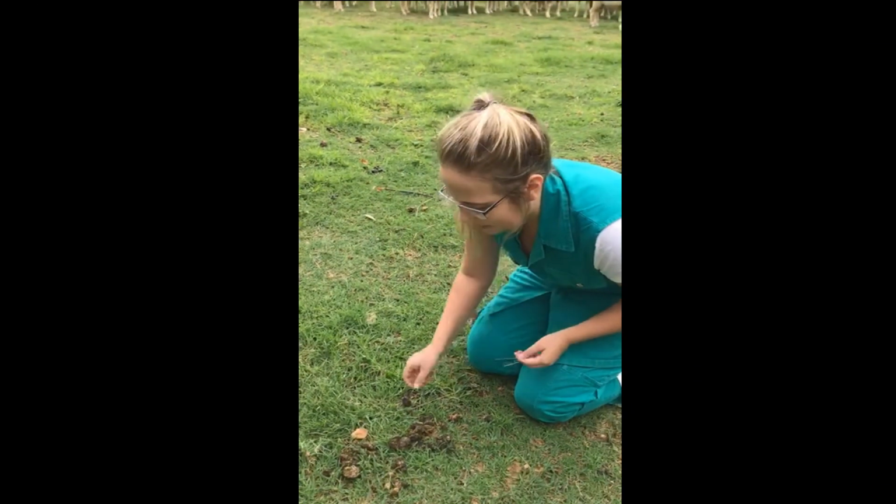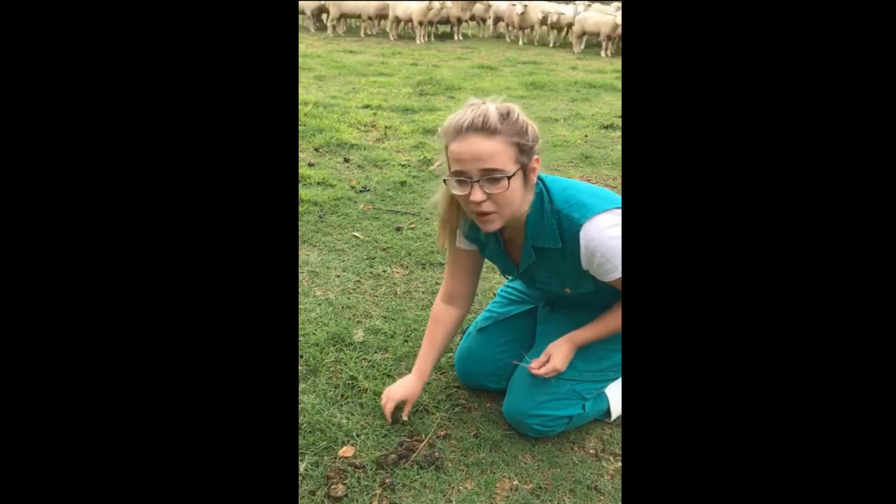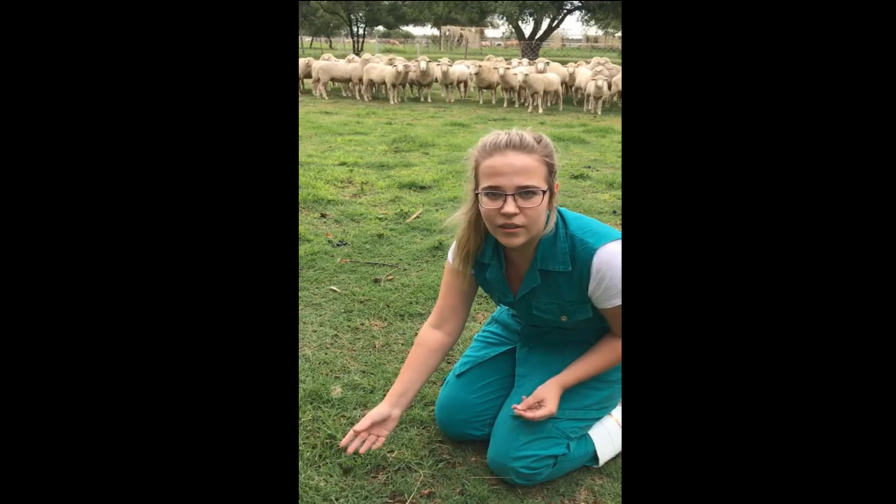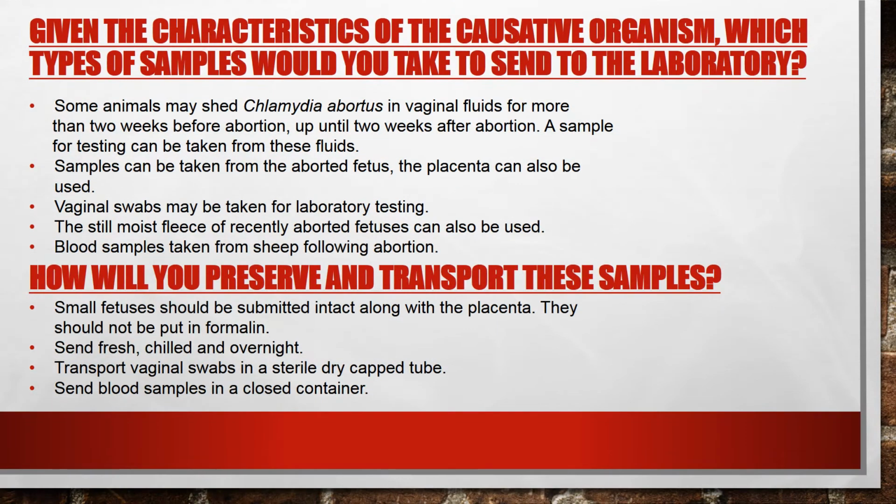Hello, my name is Kayla and today I'm going to talk about the recommended samples to be taken and how to preserve and transport these samples. Given the characteristics of the causative organism, which types of samples would you take to send to the laboratory? Some animals may shed Chlamydia abortus in vaginal fluids for more than 2 weeks before abortion, up until 2 weeks after abortion. A sample for testing can be taken from these fluids.